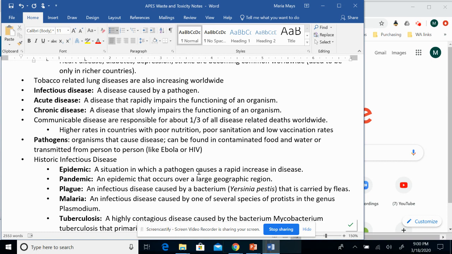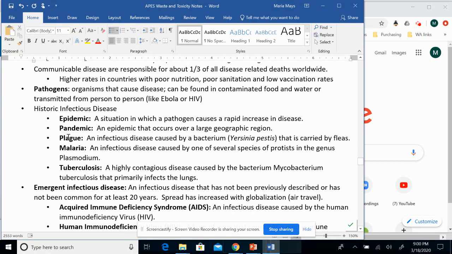Pathogens are any organism that causes disease. They can be found in contaminated food and water, or they can be transmitted from person to person. So, like Ebola or HIV is transmitted person to person. So is COVID, or at least it seems like that's the most likely method of transmission. We're still learning a lot about COVID. Contaminated food and water could contain things like Giardia as a pathogen, or it could contain different bacteria that can cause diarrheal illness, things like that.